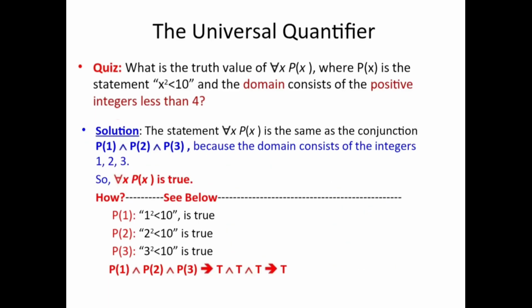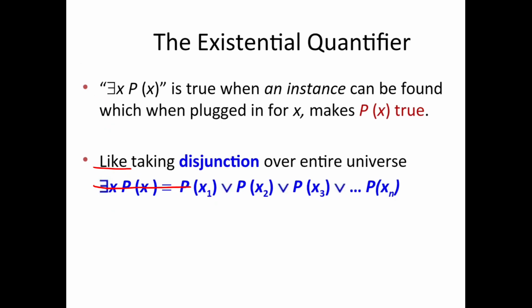So, the statement, because the domain consists of integers 1, 2, and 3. So, therefore, for all x of p of x, it is true. So, that is how universal quantifier works. So, dapat, for all elements, it should satisfy for it to become true.